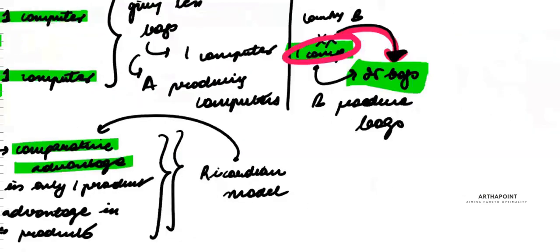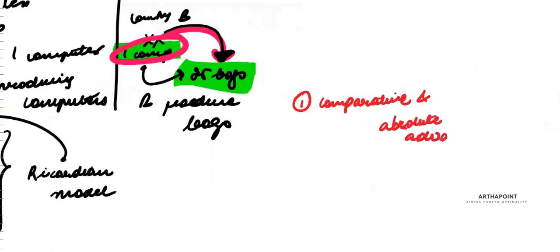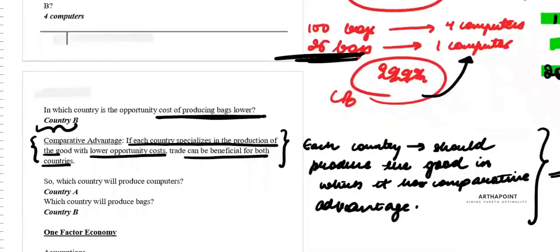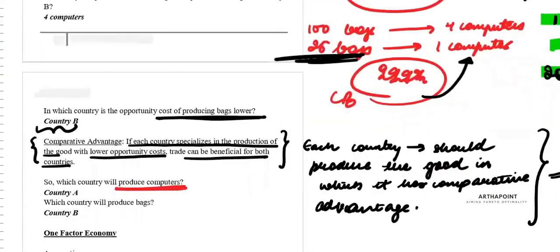So what is the aim of this chapter? For one, I want to distinguish between comparative and absolute advantage. And two, I want to derive or understand the Ricardian model, which is based completely on comparative advantage. So currently, by looking at it, which country is going to produce computers? A. Which country will produce bags? B.